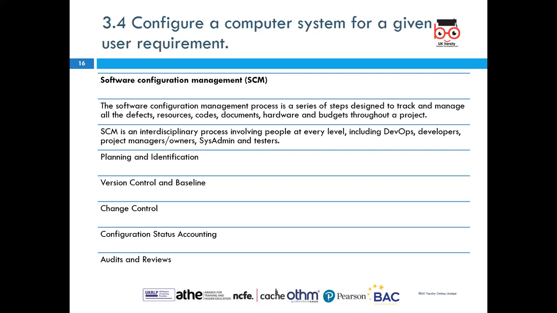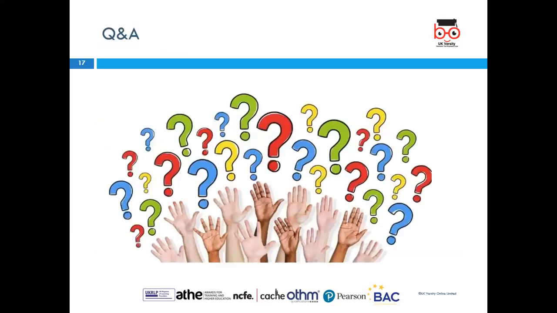So how will this be done? This will be done through a planning phase, where they identify the constraints. Then you have version control at baseline. Then you have change control, configuration status, and audits and reviews. So it is basically looking into our system development lifecycle.